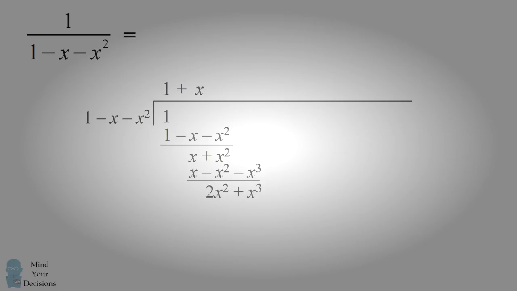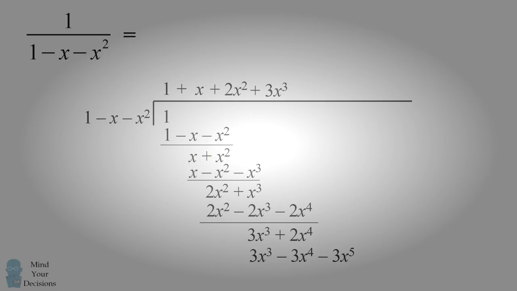We have 2x squared plus x cubed. So our next term will be plus 2x squared. Subtracting that out, we have 3x cubed plus 2x to the fourth. So our next term will be plus 3x cubed to eliminate the 3x cubed. When we do that subtraction, we end up with 5x to the fourth plus 3x to the fifth. So our next term will be 5x to the fourth. And now we're seeing a pattern in the coefficients of this polynomial.